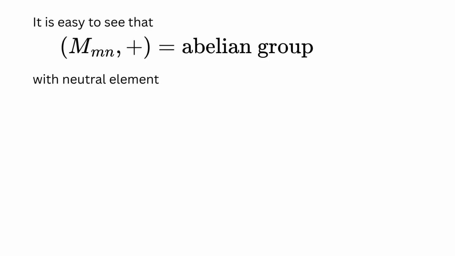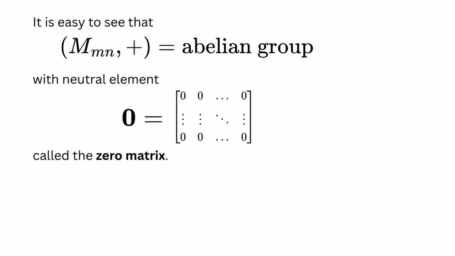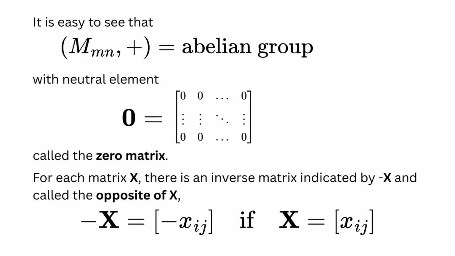The neutral element is a matrix whose elements are all zeros, and we call it the zero matrix. For each matrix X, the matrix whose elements are the opposite elements of the elements of X is the inverse with respect to addition. It is indicated by -X and called the opposite matrix.